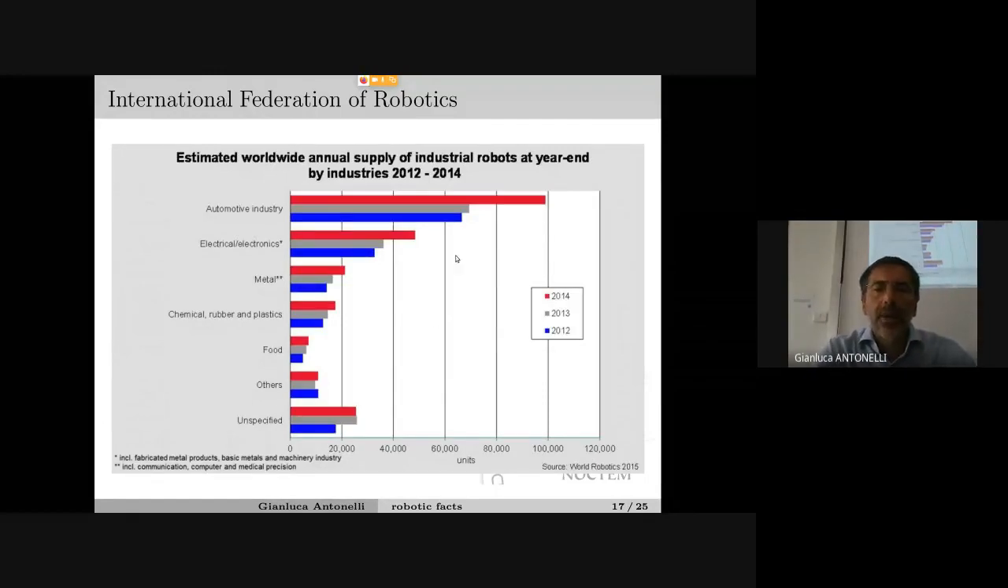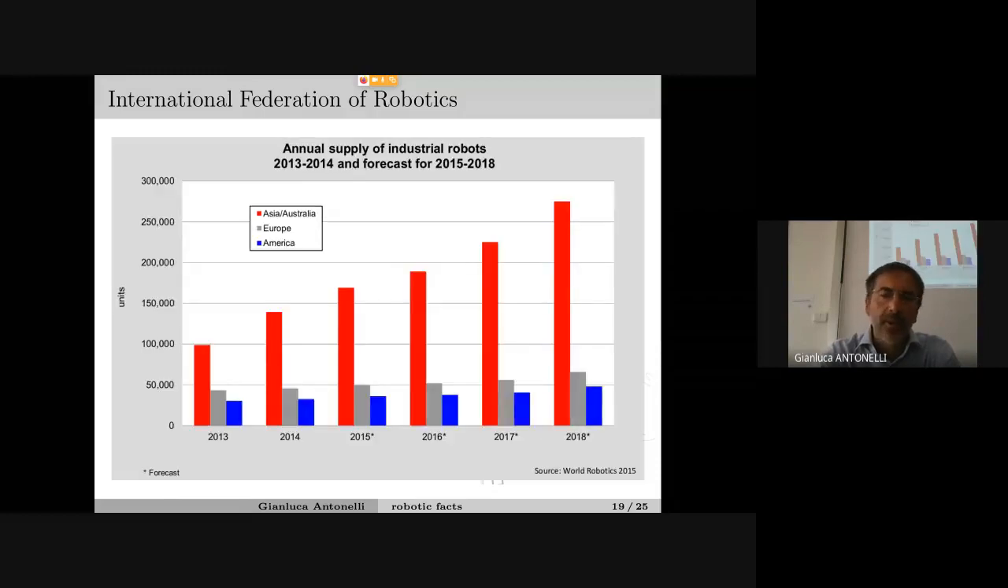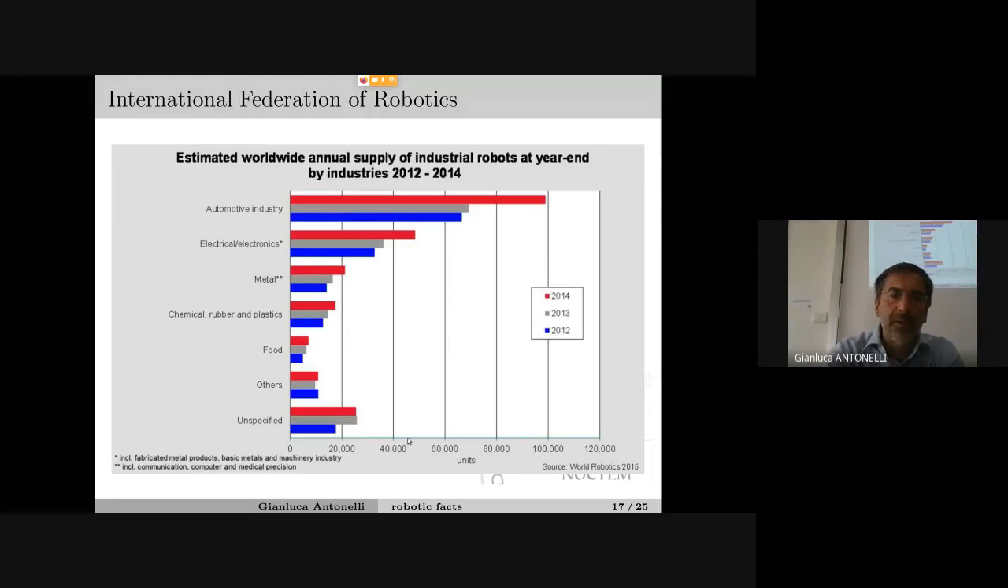2009. Here, we can see in what kind of industry the robots are mostly used. For 3 years, 2012, 2013, and 2014, the automotive industry is by far the industry where the robots are needed. Electrical and electronics as well, metal, chemical, rubber and plastics, food. I don't know if you can also read the letters, maybe yes, others unspecified. Here the x-axis is the number of units. Those numbers, okay, we'll skip, I should have another one with the unspecified.